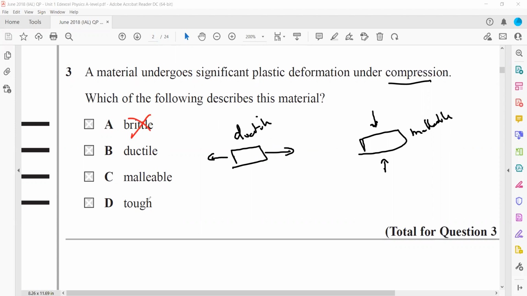Two options are there. What is the meaning of tough? Tough means an object can undergo a large plastic deformation before breaking. But here they did not mention anything related to breaking. That's why we cannot identify whether it is tough. So it is either ductile or malleable. Ductile is when tensile force is needed to stretch the object. And malleable is when force is needed to compress the object, like deform under compression. So that's why C is the right answer for this.